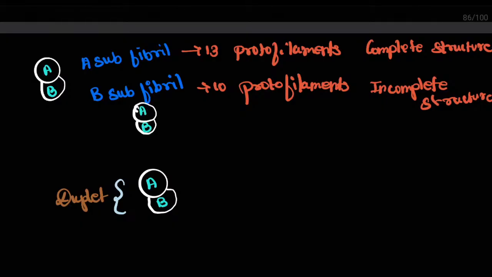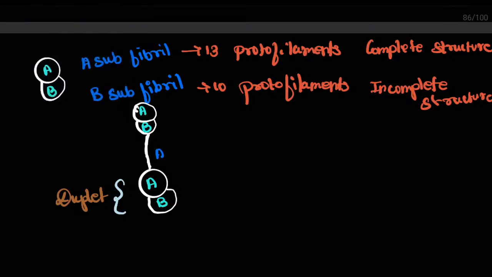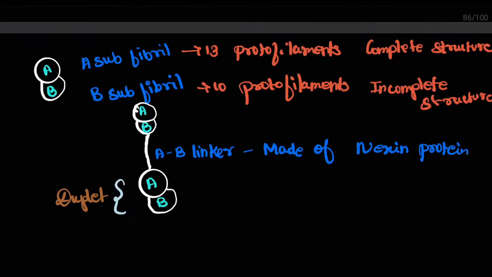So now there will be a link over here. What is this link known as? This is known as the AB link, which is made of nexin protein.